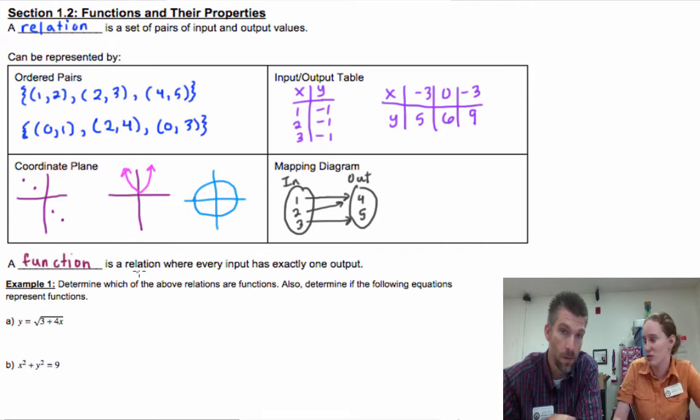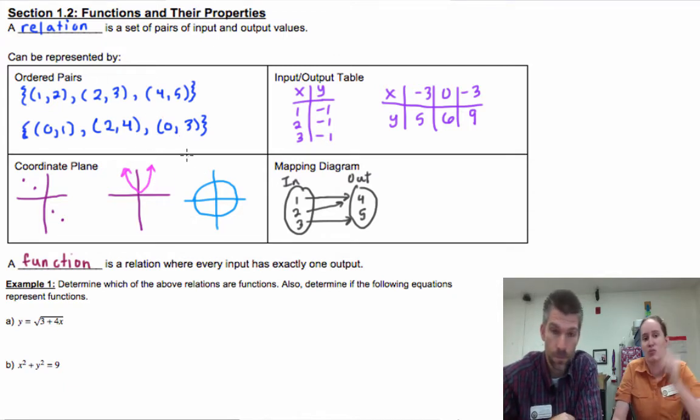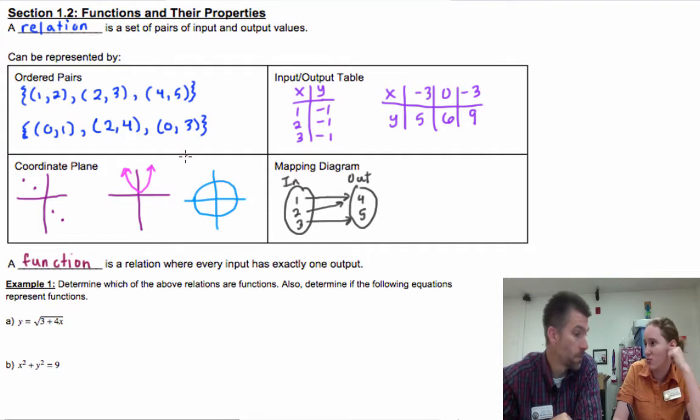So on this first example, we're going to determine which of these above are functions, and then also look at these 2 equations down here. Okay, let's do it. When we're looking at ordered pairs, what matters is that each input has one output, so my x values better not repeat.